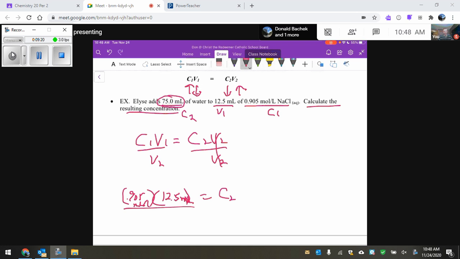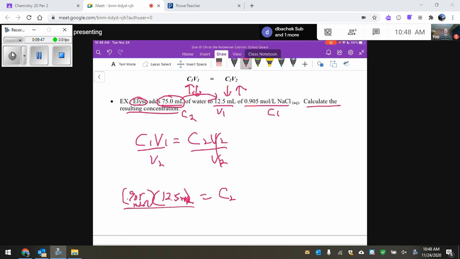And again, if you remember, this is kind of one of those comparison formulas. The initial conditions to the final conditions. C1, V1, initial conditions, C2, V2, final conditions. As long as the units are the same, we do not need to change them, okay? So this is milliliters. And now it says that Elise, this girl here, is going to add to this 12.5.